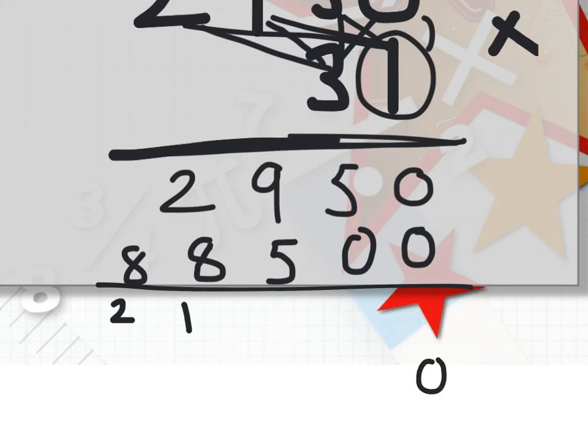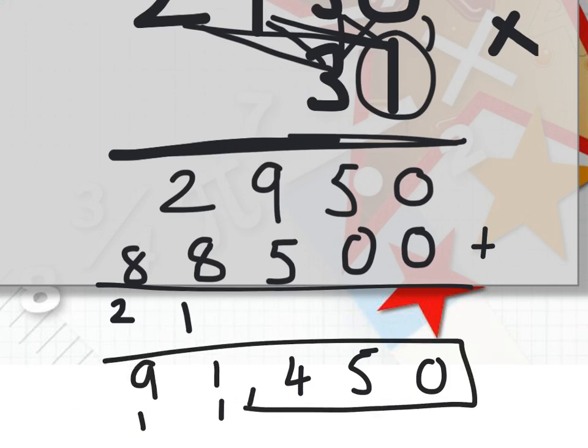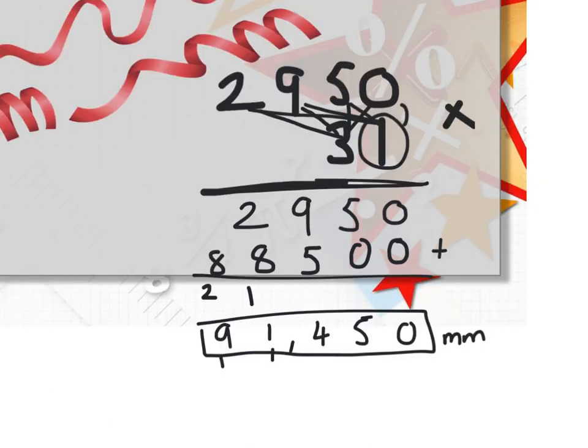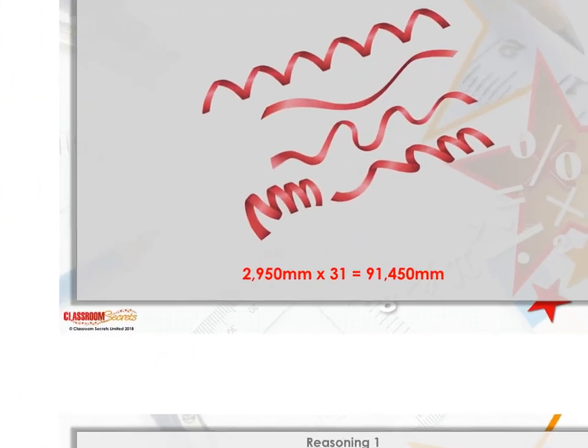So you've got 0 and 0 is 0. 5 and nothing is 5. 9 and 5 is 14. 8 add 2 is 10. And your 1 there is 11. So you should have an answer of 91,450 millimeters. There you go.